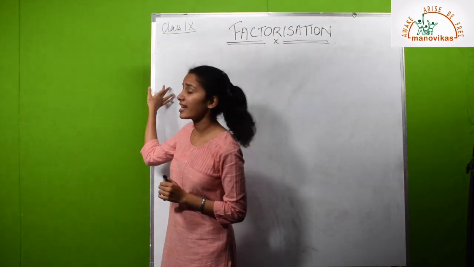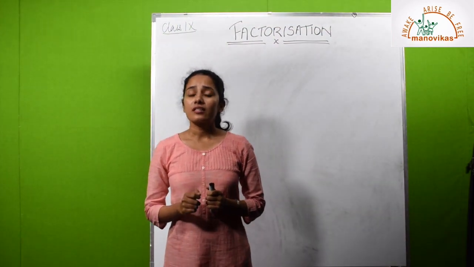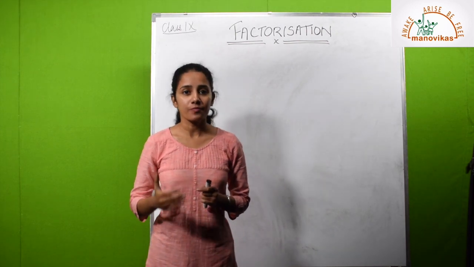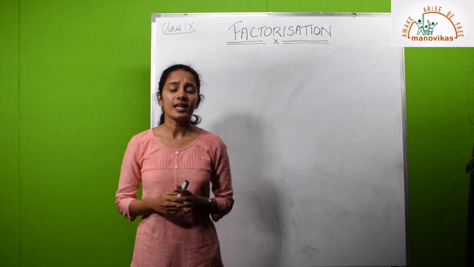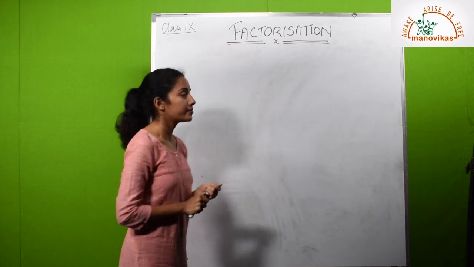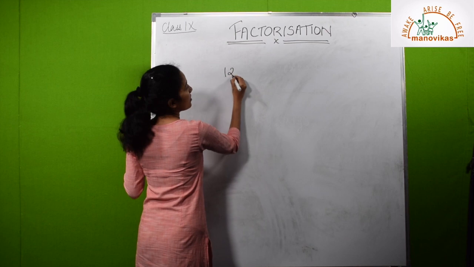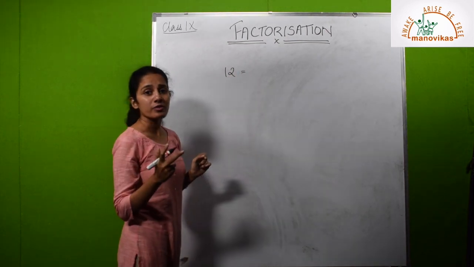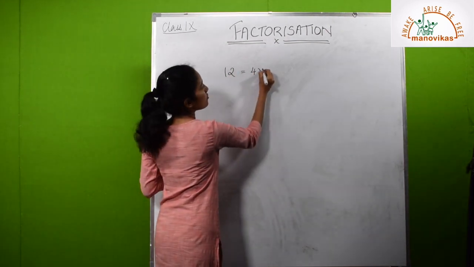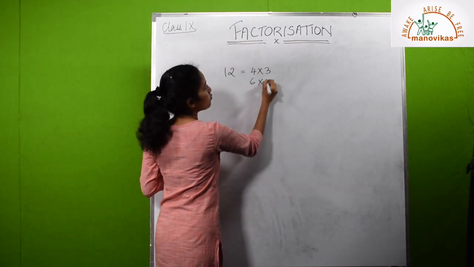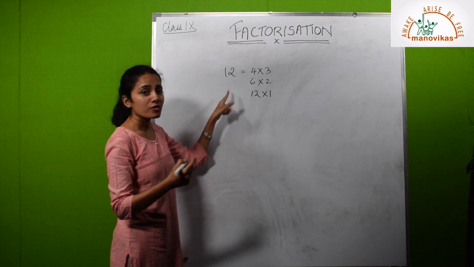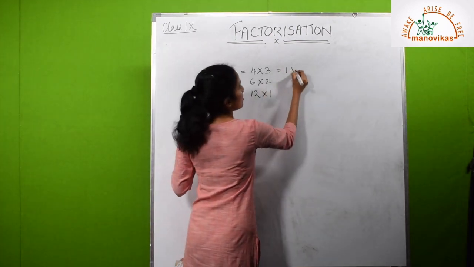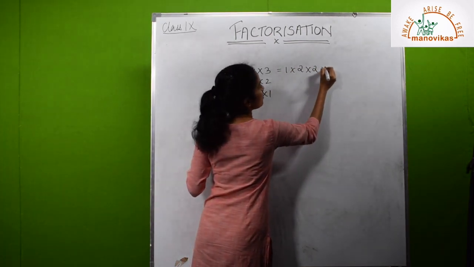Factorization for class 9. Factorization is a process of expressing an expression as a product of two or more expressions. To understand this, let us consider a number example. The number 12 can be written as a product of two numbers, that is 4 into 3, 6 into 2 and 12 into 1. The same number can also be written as 1 into 2 into 2 into 3.